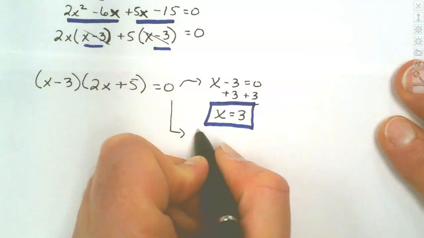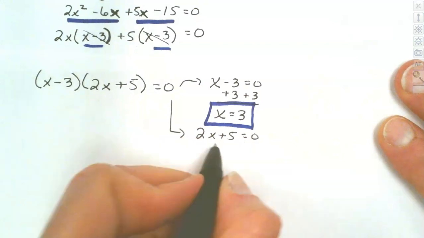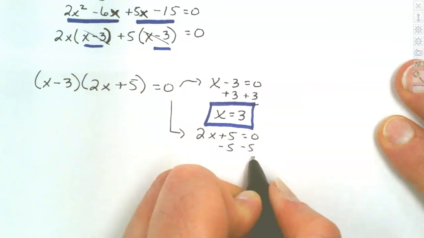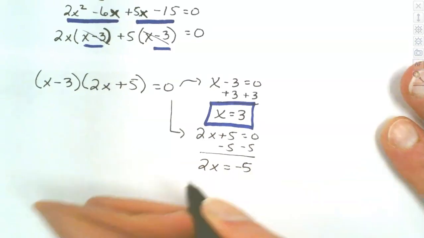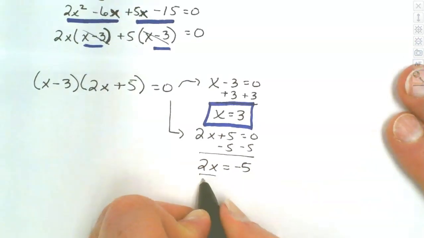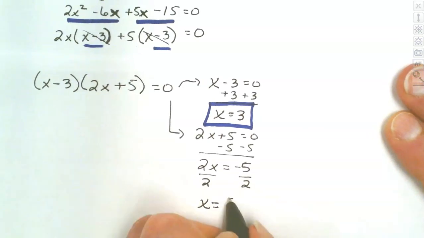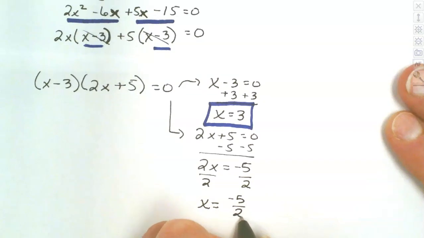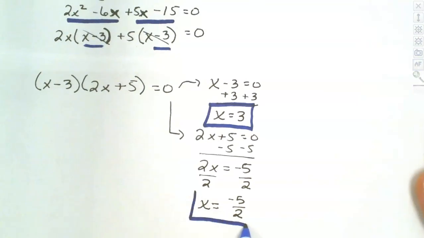What's my next equation going to be? 2x plus 5 equals 0. Move that 5 over with subtraction. So 2x equals a negative 5. Divide by your 2. And that leaves me then with x equaling a negative 5 over 2. And that's going to be your 2 solutions.